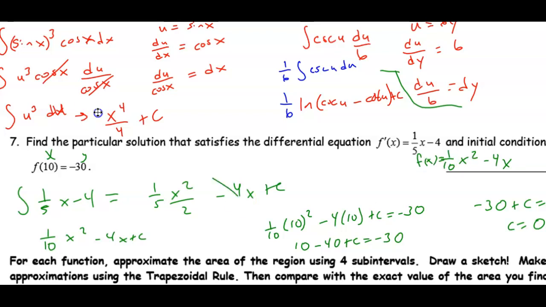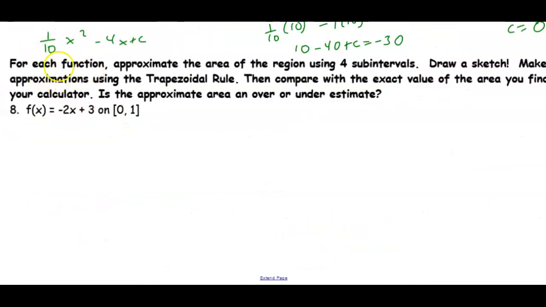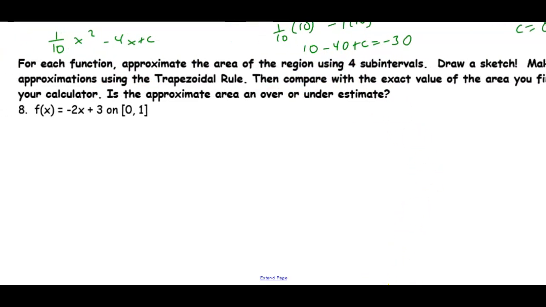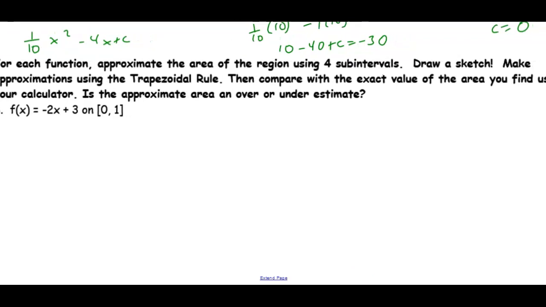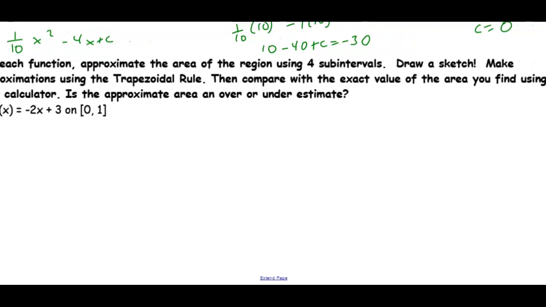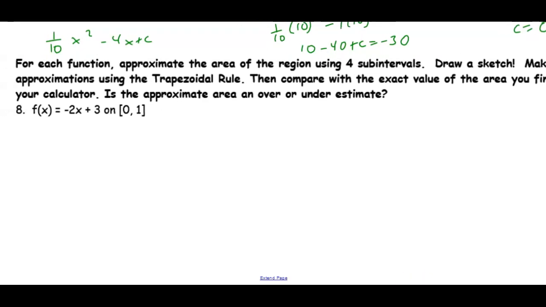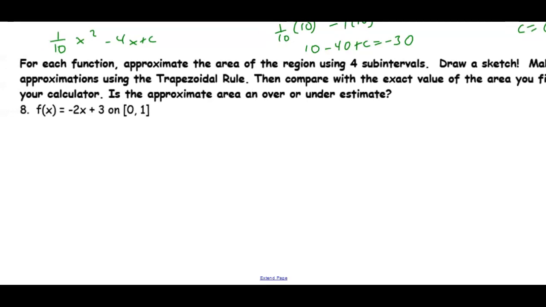Now, for each function, approximate the area of the region using 4 subintervals. Draw a sketch. Make approximations using the trapezoidal rule. Then compare with the exact value of the area you find using your calculator. Is this approximate area an over or under estimate?